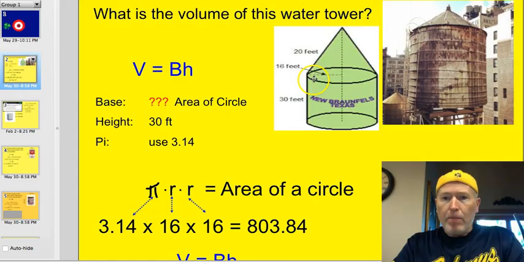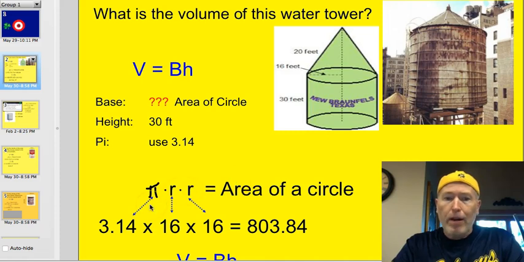So I made a little drawing here, and it looks like we have a radius of 16 feet and a height of 30. Well, to find the volume of the cylinder, all we need to do is take the base times the height. But this is a big B. Big B means the area of the base. So we have to find the area of the circle. We don't have that, but we've got the height. We're going to use 3.14 for pi. So let's just find the area of the circle. We've got the radius, we can do that.